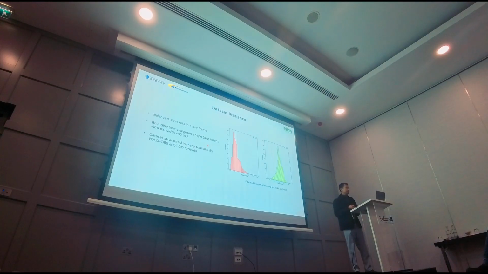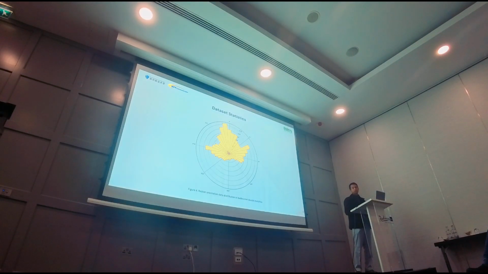This is the dataset statistics. There are 4 rackets in every frame because we annotate men's doubles matches, so there must be 4 rackets. This is the bounding box statistics: the average height is 166 and the width is 45 pixels. The dataset is available in many formats like YOLO, COCO, and CVAT, and I have uploaded it to the GitHub repository.